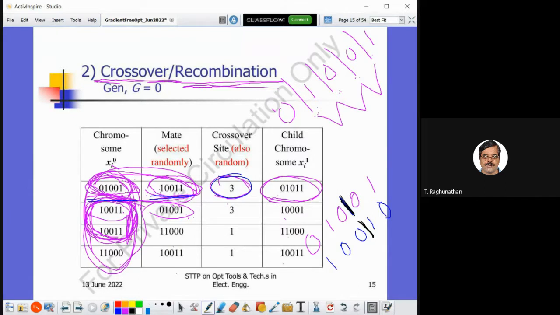Now how I make children is I can connect this part with this part, or I can connect this part with this part. So if I connect this part with this part, 0 1 0 1 1. So that is my child here. If I want to produce only one child, this is what I'll use. By using both of these, maybe I can even produce two children simultaneously.